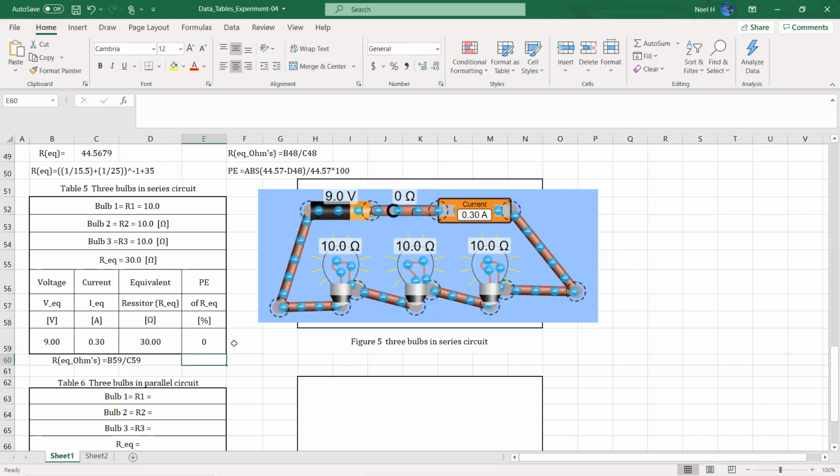Actually, we don't need to even do that. The reason is that both the expected value from the formula and the measured Ohm's law value are exactly the same. Okay. Any question?